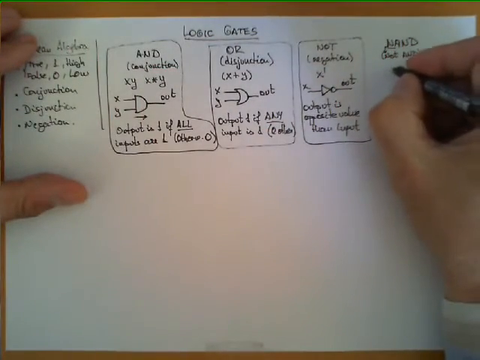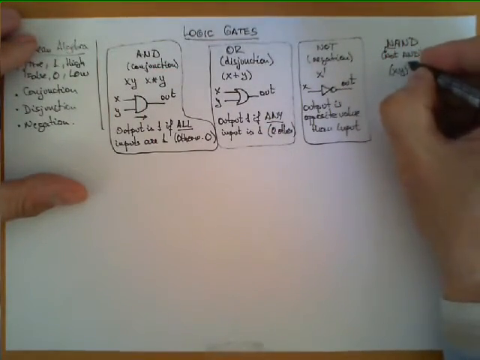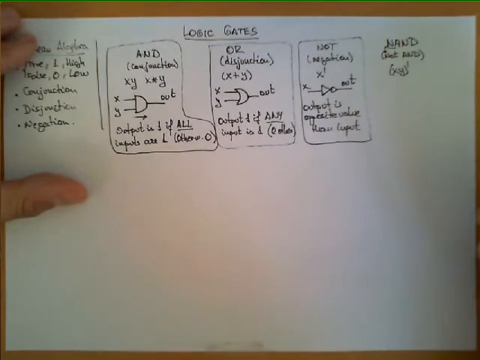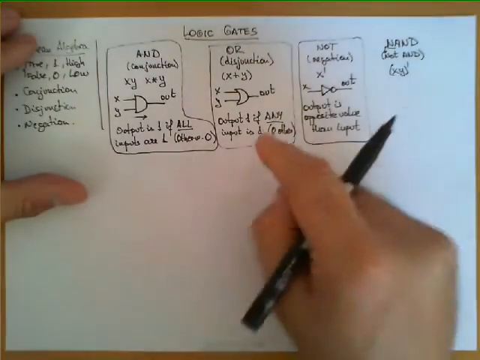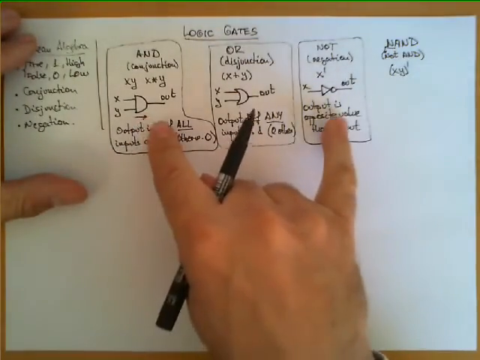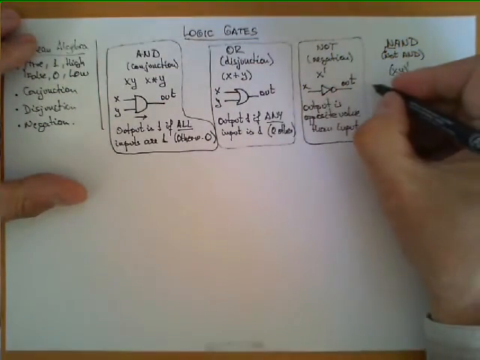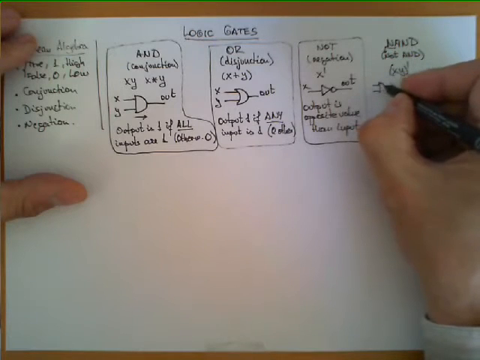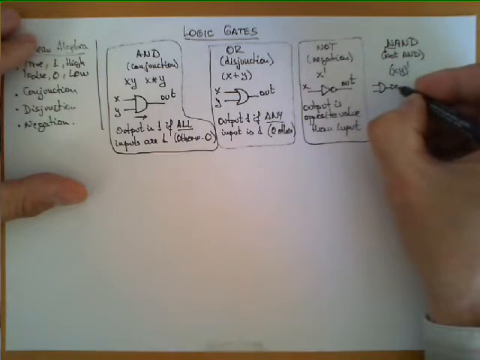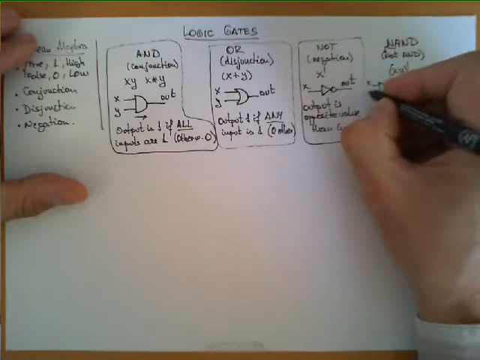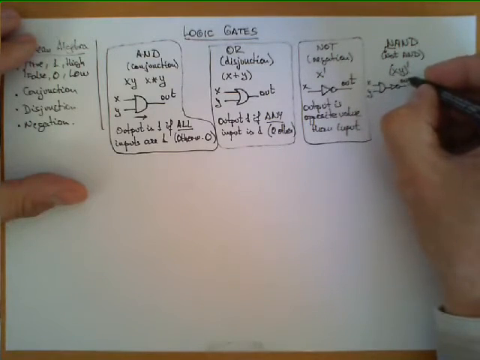Therefore, the Boolean expression is this one. And the symbol, here we could use a combination of these two, because what we are saying is that we have an AND that then negates the output. So it could be something like this, with an inverter connected to the output. So this would be X, Y, and out.